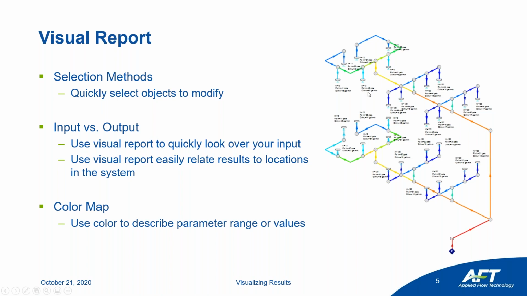So all of these colors are describing flow rate. So we can see the very high flow rate coming into the system, the initial branch, and how these flows are changing as they go through the system. So again, at a glance, how can I see how these parameters are changing rather than looking solely at individual numbers? How can you look at the behavior or the trend of the system? So these are the three things: selection methods, input versus output, color map. All those we're going to take a look at in our visual report.